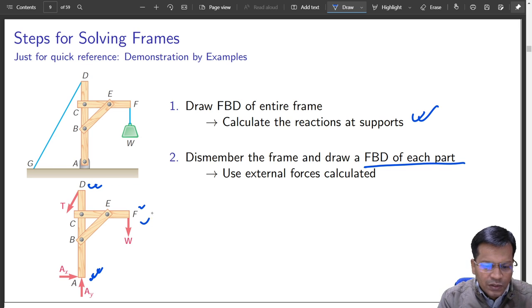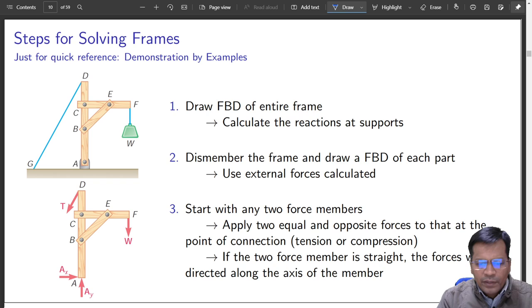So now this looks like this. We'll move ahead. We'll start with any two force members first. We'll attempt with two force members first. So any member that you see over here is clearly a two force member.